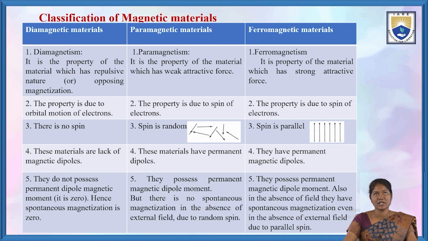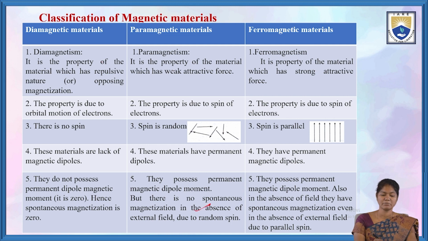Then coming to the classification of magnetic materials, here we are mainly taking three types of magnetic materials: diamagnetic material, paramagnetic material, and ferromagnetic material. So let's see what the differences among them are.